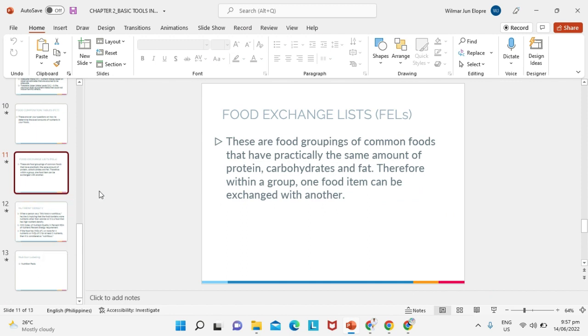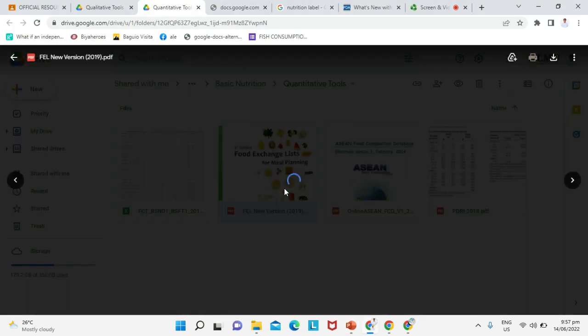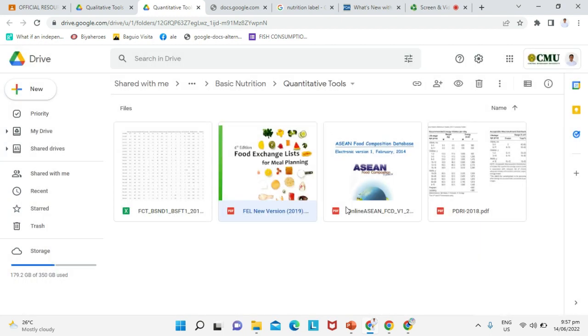And we also have the food exchange lists. So the food exchange lists are food groupings of common foods that have practically the same amount of proteins, carbohydrates, and fats. Therefore, within a group, one food item can be exchanged with another. So, nara ang soft copy sa atong FEL. Dako po ni siya nga file, no?